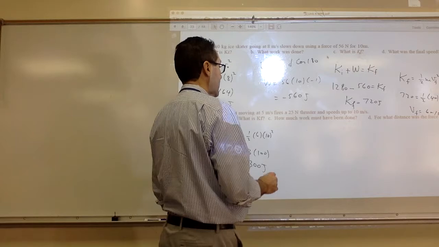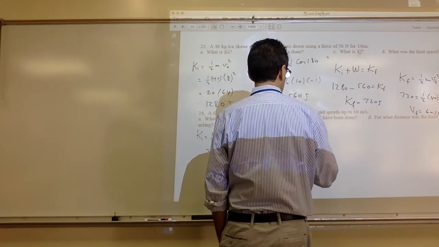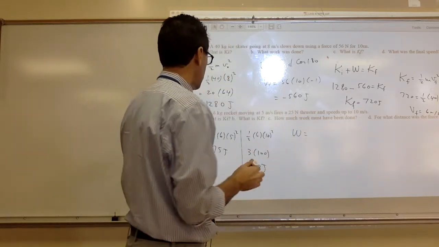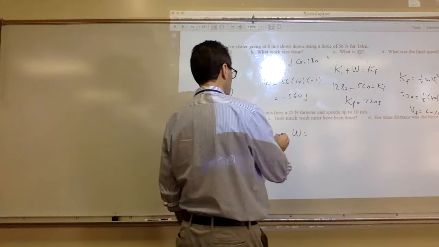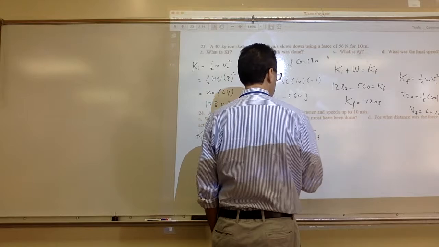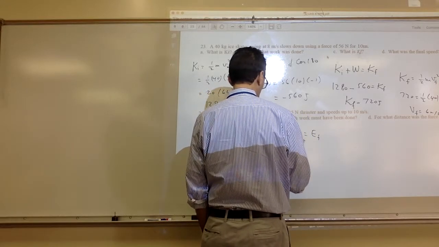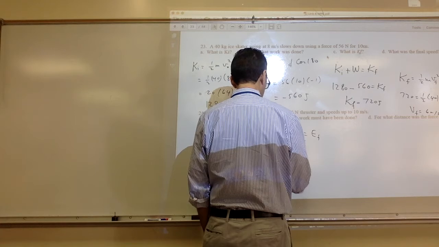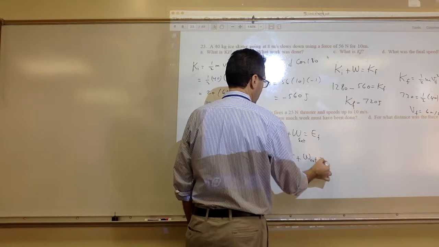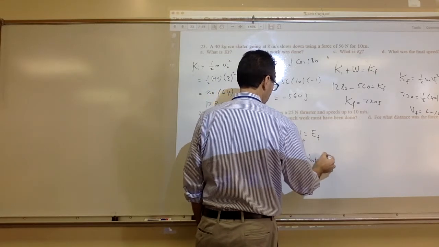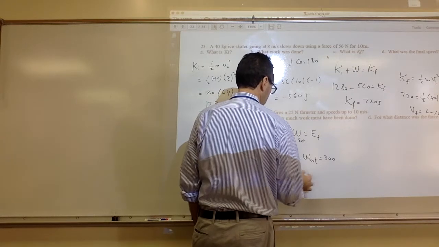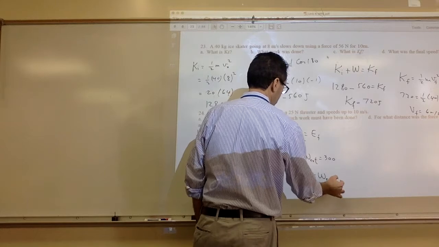Okay, how much work must have been done? I don't know the distance traveled, so I'm going to do energy initial plus external work equals energy final. The energy we have in the beginning is 75 joules plus any external work equals energy final, which is 300. So this is going to be 225 joules. So that's the external work.